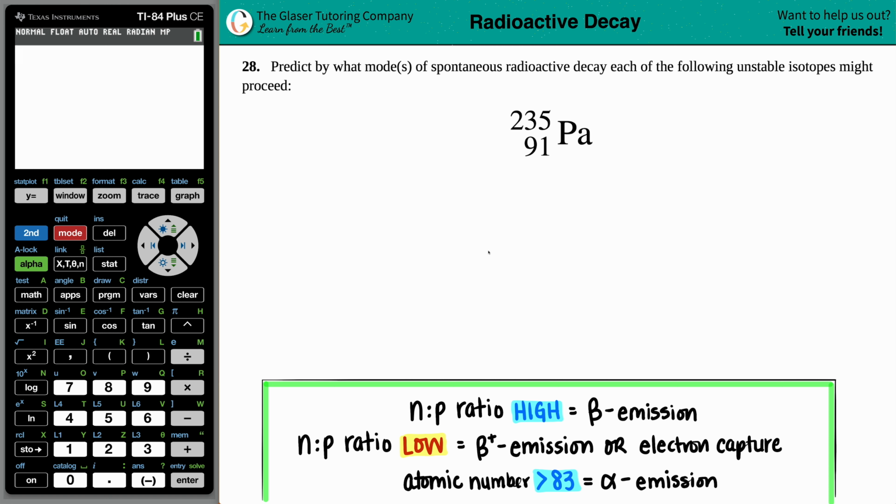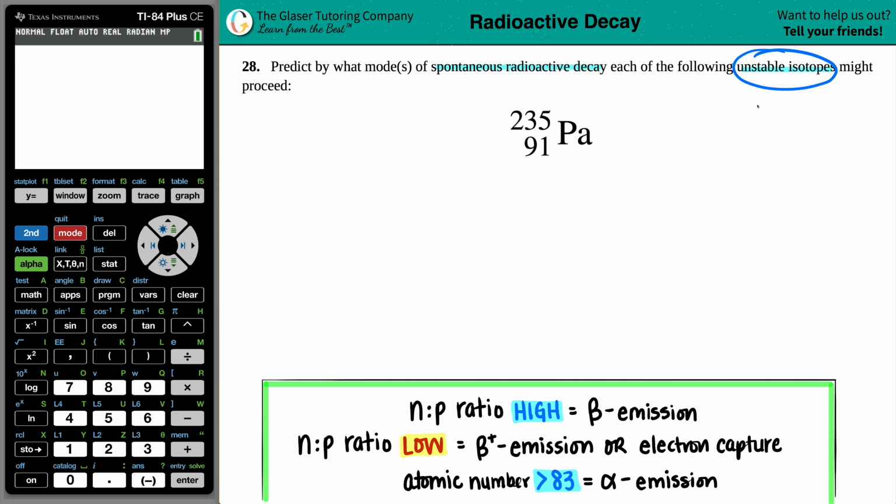Number 28. Predict by what modes of spontaneous radioactive decay each of the following unstable isotopes might proceed. And then we have Pa, right? And they tell us that we have a mass number of 235 and an atomic number of 91. Okay, so I believe Pa is protactinium, but either way, it doesn't really matter.